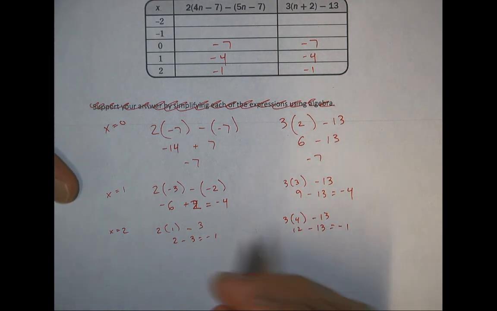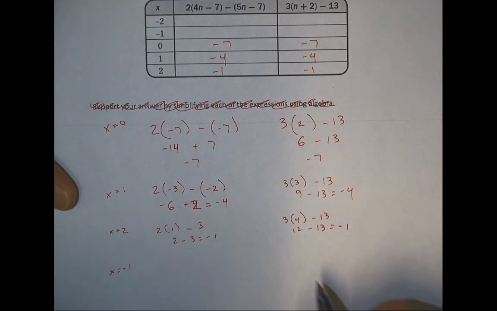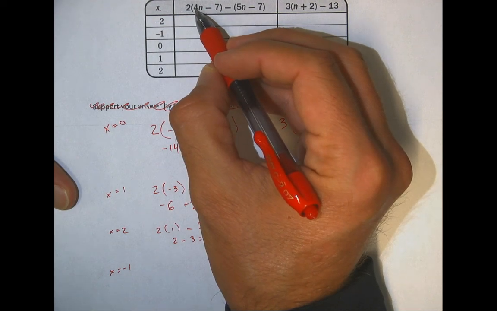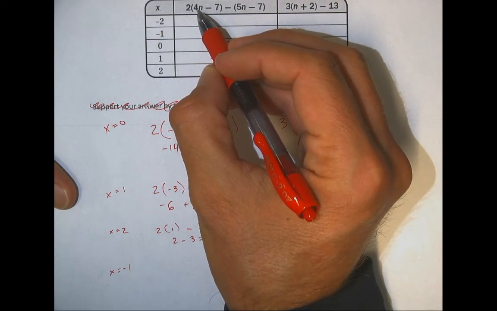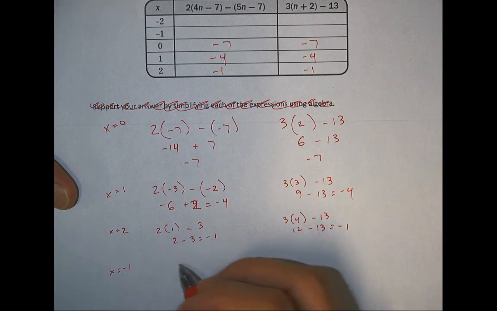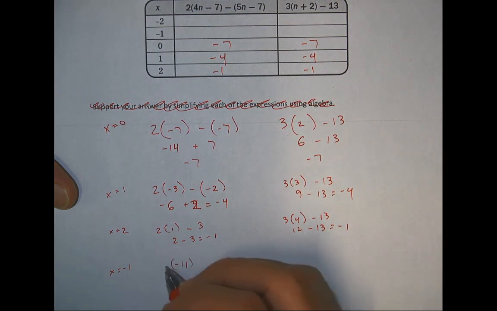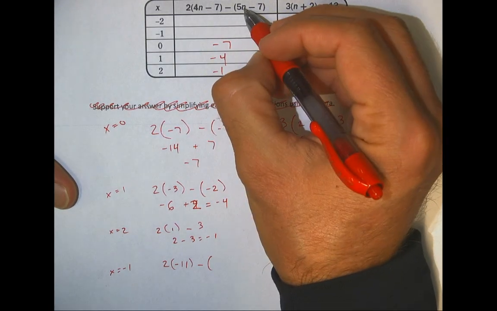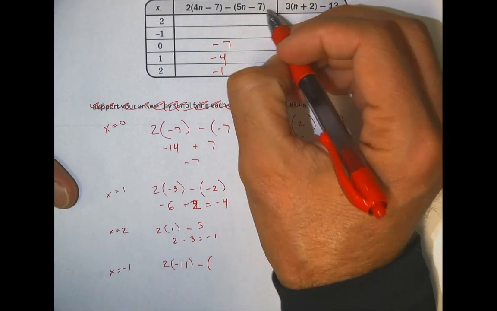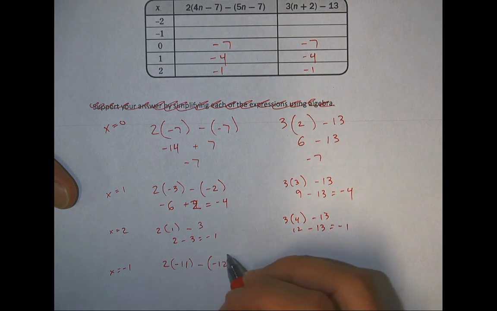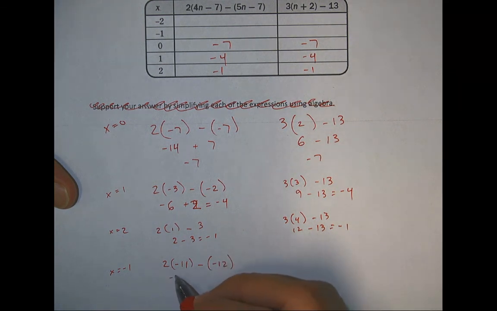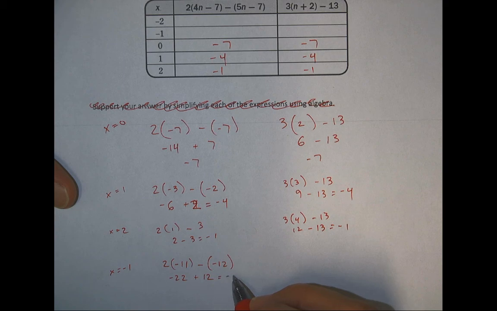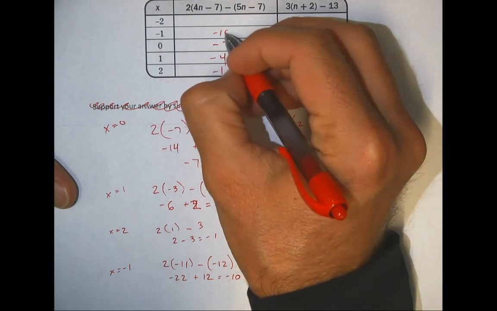Slide up a little bit here. Let's start with x equals negative 1. If I plugged in negative 1, 4 times negative 1 would be negative 4. And negative 4 minus 7 is going to be negative 11 times 2. And then inside parentheses here, 5 times negative 1 is negative 5. Minus 7 is negative 12. So I'm going to get negative 22. This goes plus, and that's 12. And so my answer there is negative 10.